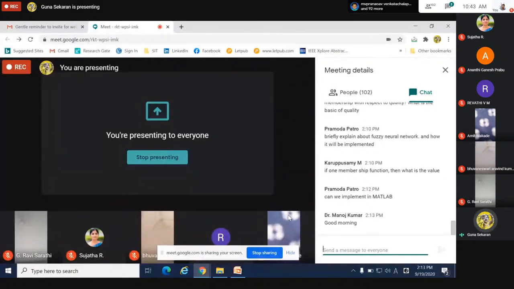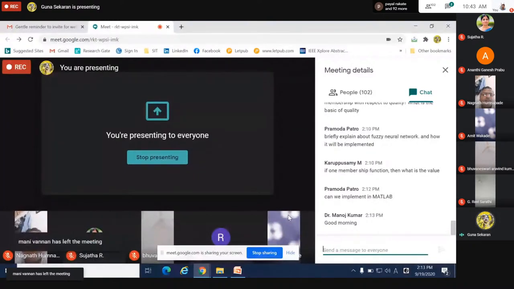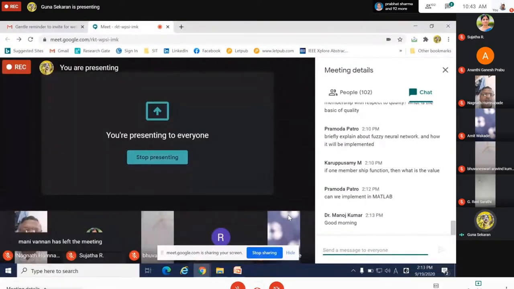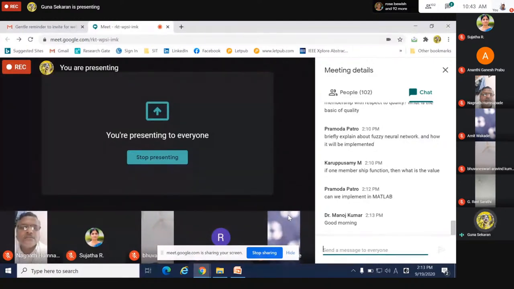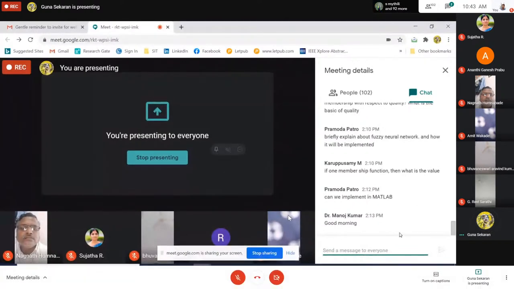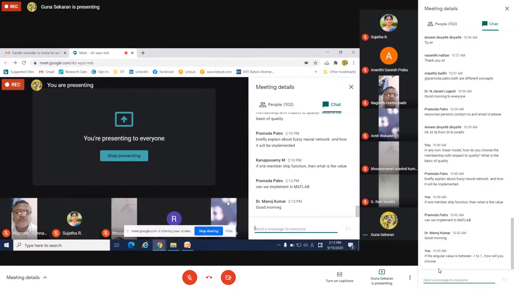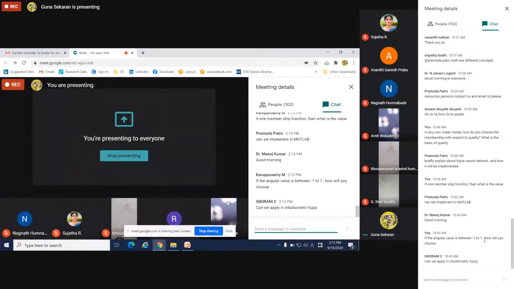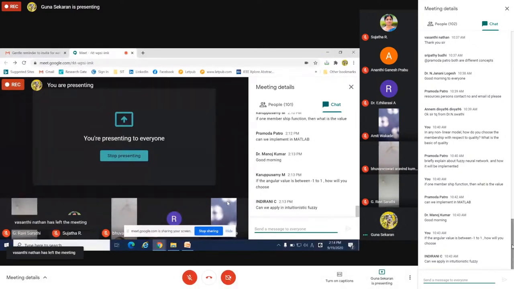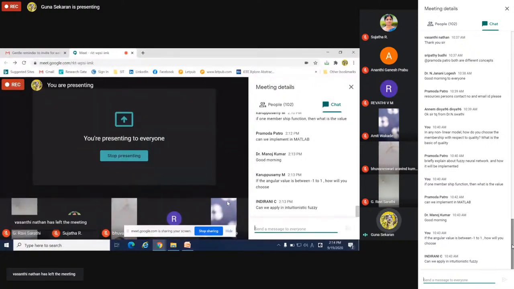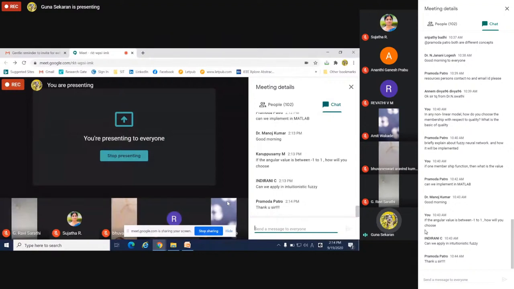Can we implement it in MATLAB? Yeah, sure. We can implement it in MATLAB. Many MATLAB tools are available on YouTube and Wikipedia, so you can see the very basic ones. No problem. If the angular value is between minus 1 and 1, how do you choose? Yeah, definitely you can choose. If the angle is between minus 1 and 1, that means you can choose a distance formula. That one is the best one.